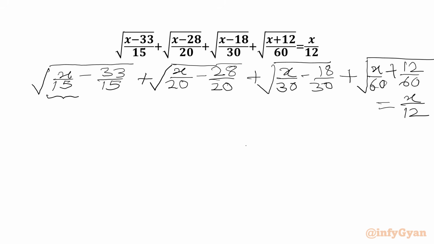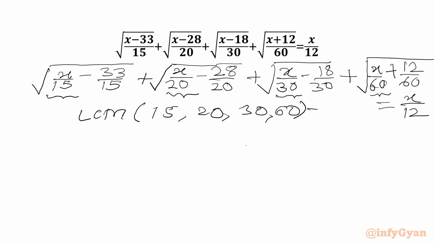Now here we have 15, here we have 20, here it is 30, here it is 60. So let's find the LCM of 15, 20, 30, 60. We'll get 60. So we'll use the substitution x equal to 60y.